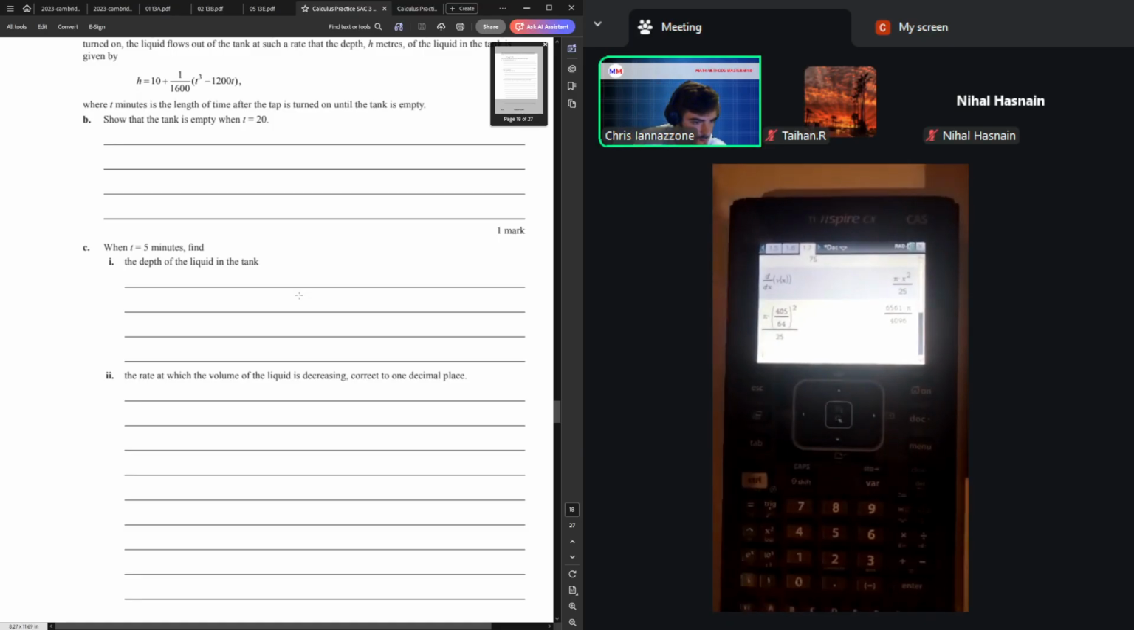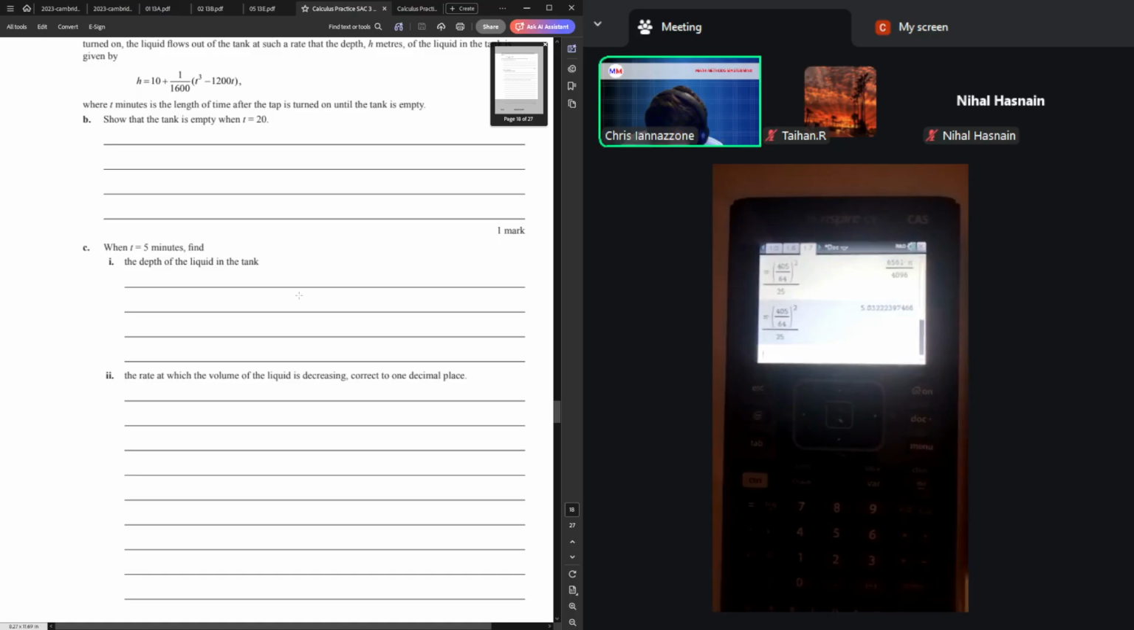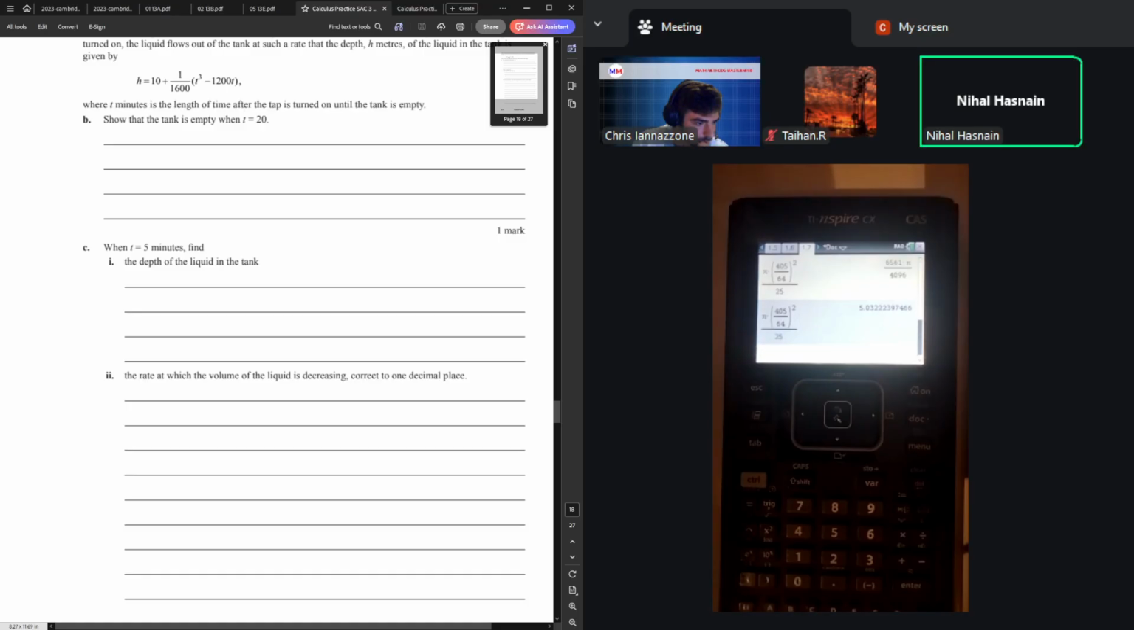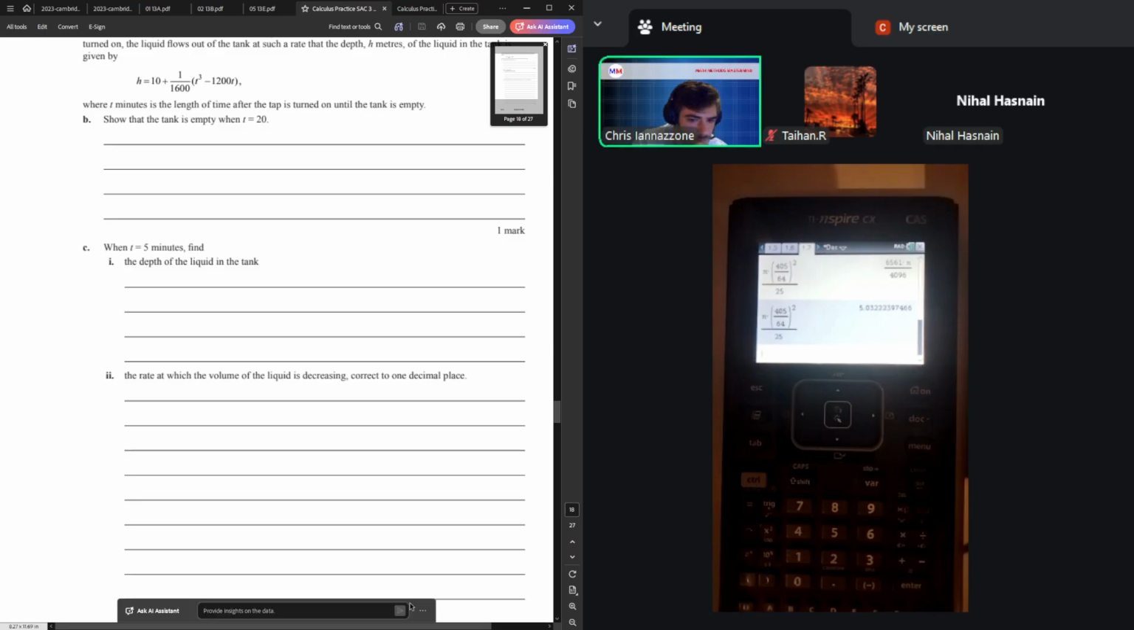Cool. Now correct to 1 decimal place, so we'll hit Control Enter. That's going to get us 5.0 meters cubed. Actually, I won't finish that. What's the unit here? Meters per minute. Meters per minute. I think it's on.